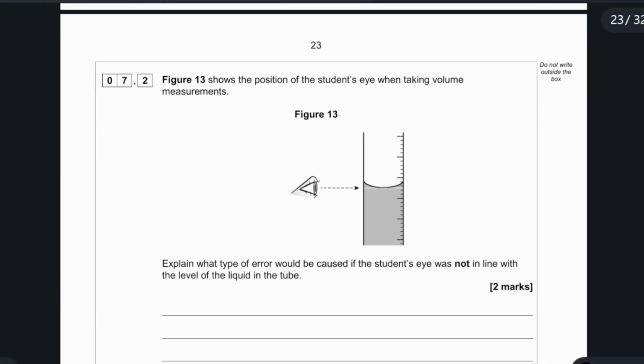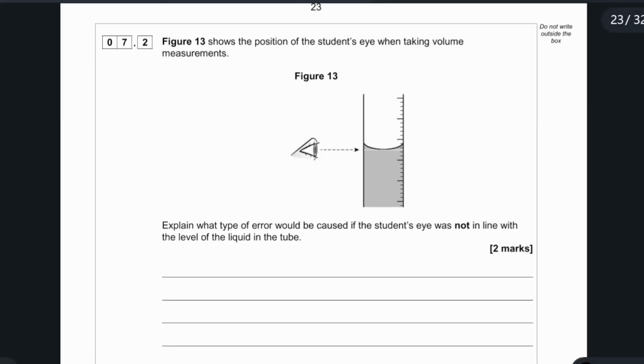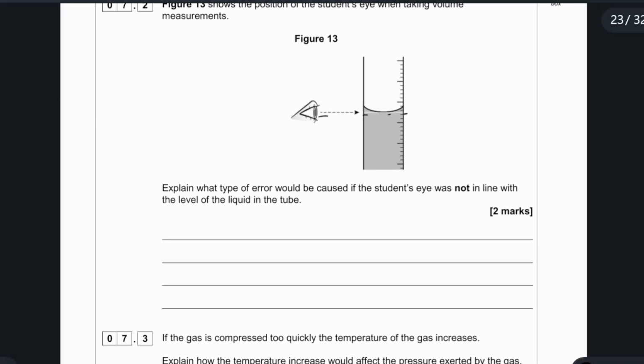The next point then, 7.2, figure 13 shows the position of the student's eye when taking volume measurements. Explain what type of error would be caused if the student's eye was not in line with the level of the liquid in the tube. So you can see here, the student's eye is about in line, and that's what we'd want. If it's not in line, there's a few different names. You could call it parallax error, but more commonly, parallax error is to do with when you take measurements at an angle. But we can also just call this random error. So this is kind of more of an answer of what would be expected.